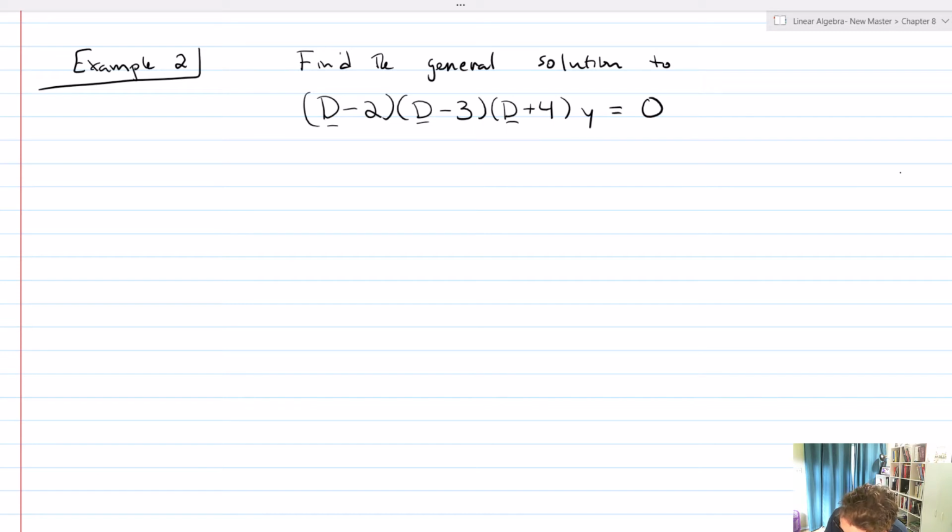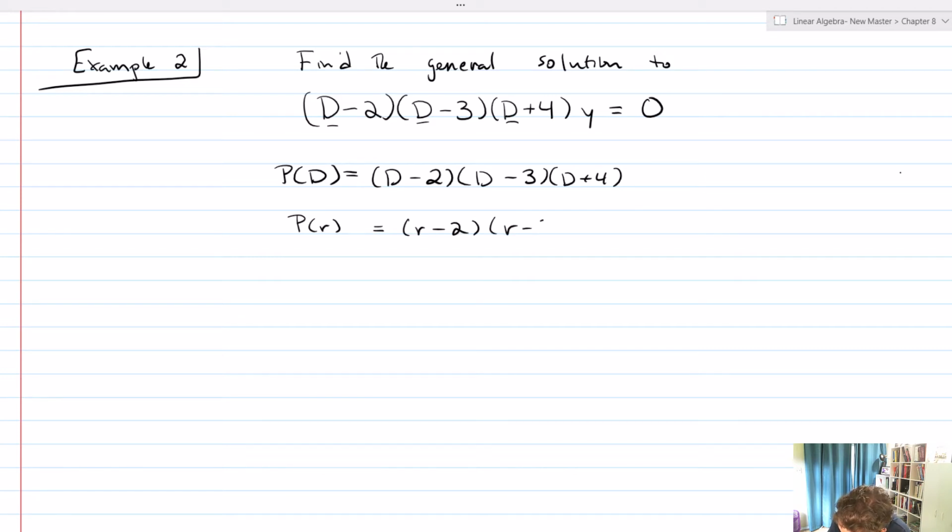So P of D, that polynomial differential operator, is just going to be this. I'm going to write it straight down: D minus 2, D minus 3, D plus 4. And then I can change that to P of r. I replace my D's with r's, and that becomes r minus 2 times r minus 3 times r plus 4. Okay, and that's our auxiliary equation. So we have r minus 2 times r minus 3 times r plus 4 equal to 0. It's fully factored, so we can solve it really easily.